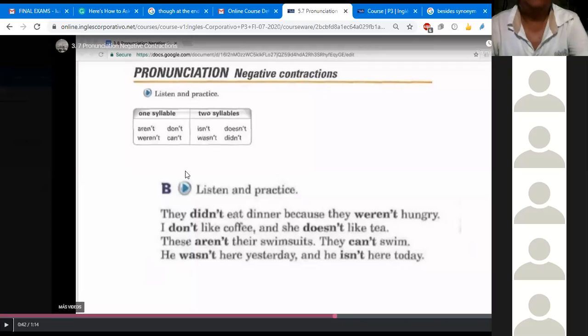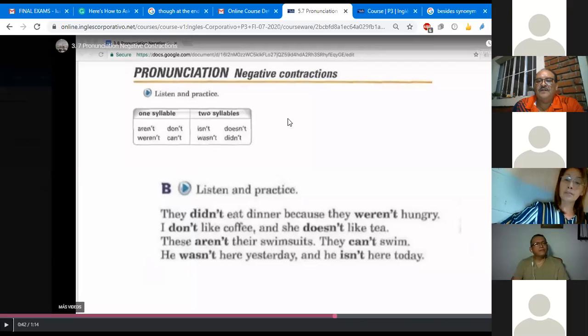Okay, remember again, this will sound like you are saying only one word. Monosyllable, one syllable. Aren't. Don't. Weren't. Como que desaparece la E, right? Weren't. Don't. Can't. Isn't. Wasn't. Doesn't. Didn't. Wasn't. Isn't. So these are two syllables and this is one syllable. Okay?